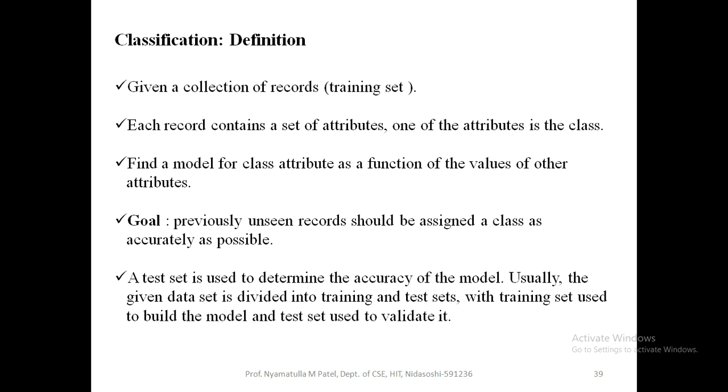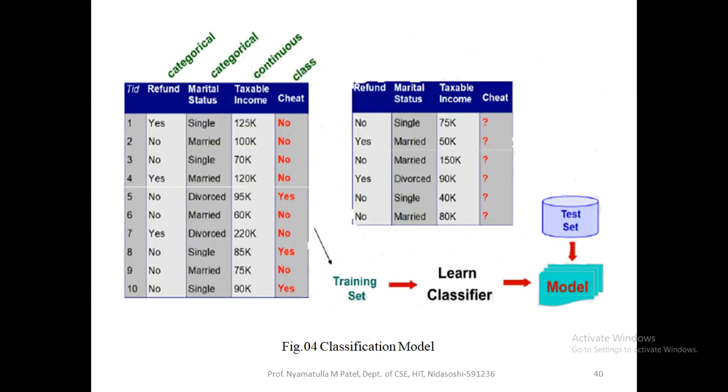Here, if you want to test the accuracy of a classification model, we give a test set, an input of unknown records. Usually the given data set is divided into a training set and a test set. We train the classification model with the training set, then we take records from the test set, give them as input, and check whether the classification model is able to classify them accurately or not. That is the classification model.